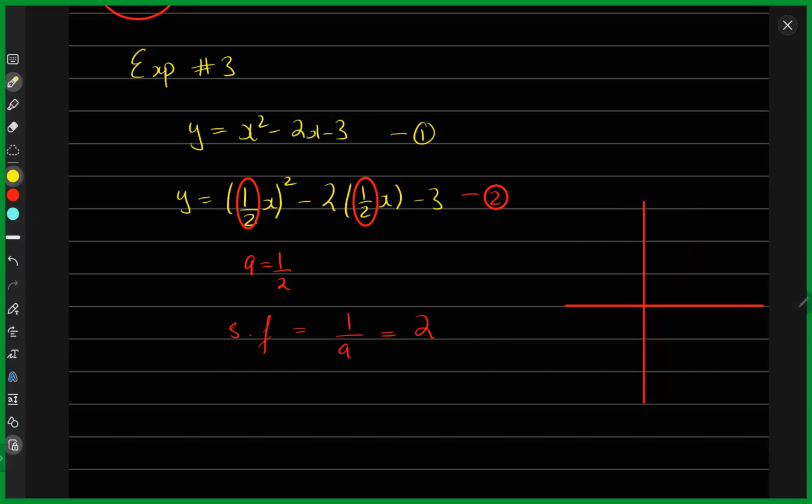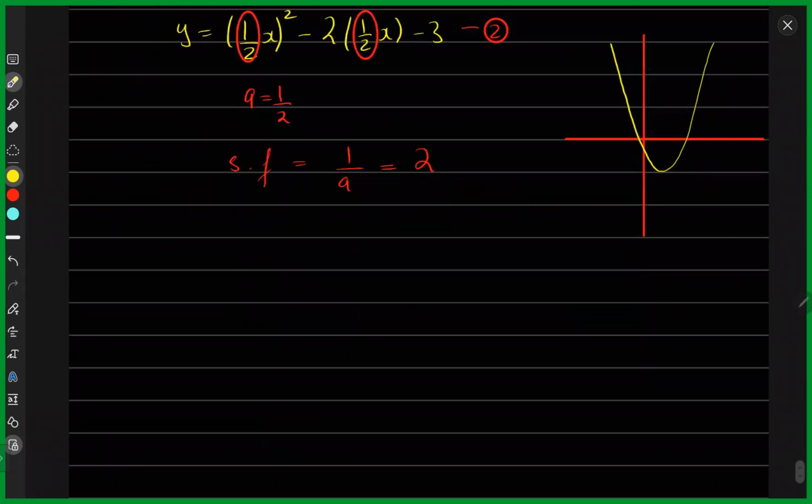Someone's mic is unmuted. Please keep your mics muted. I'm not sure whose mic it is. Mutasam, please mute your mic.